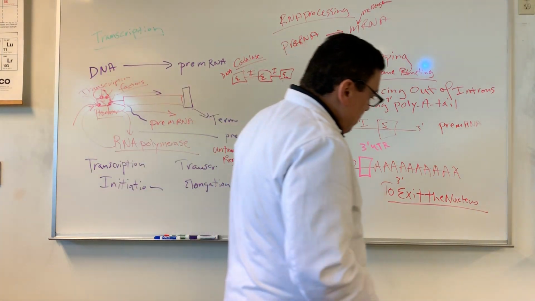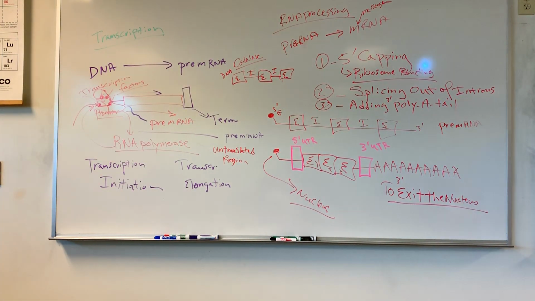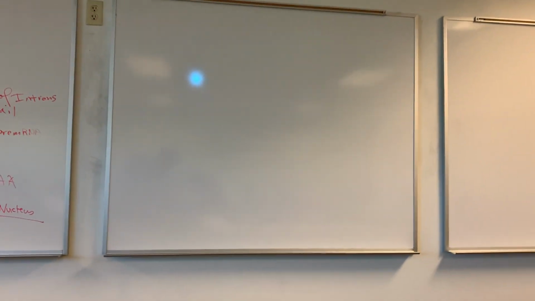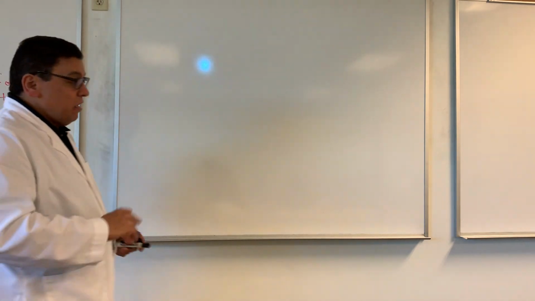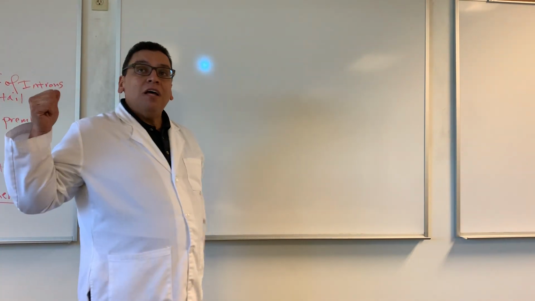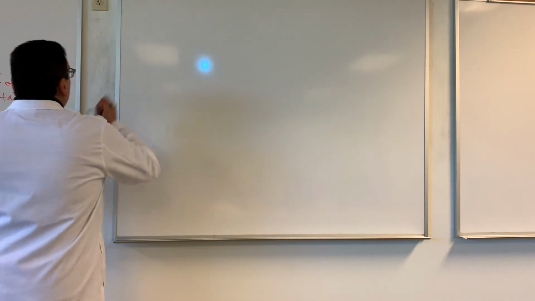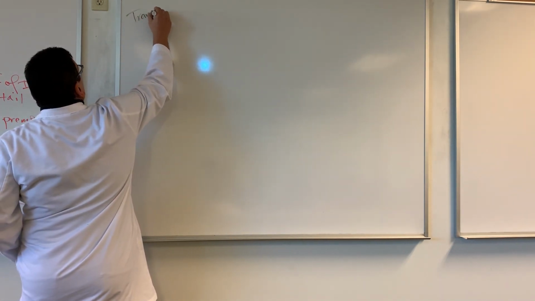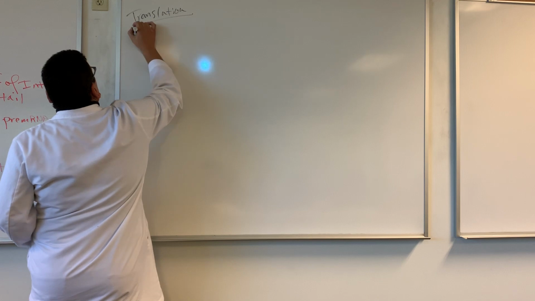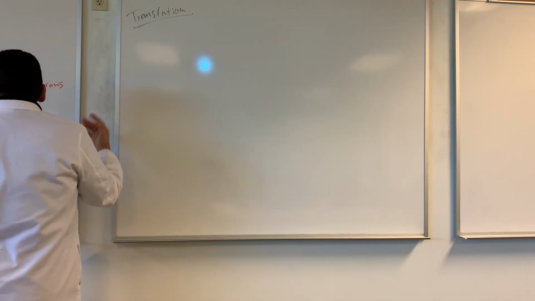What's the next step? Translation. Here comes the fun one. Bear with me, please. Translation is the next event. Now we have the message. It's a mature message. It has the cap. It's been spliced. It has the poly A tail. Everything is good. I am ready to go. And what are we doing? We're doing translation. We're getting the ribosome involved in this now, because that's the translator, the ribosome.